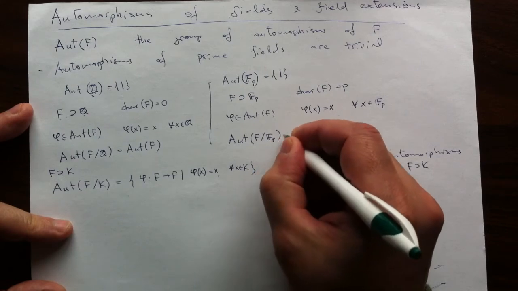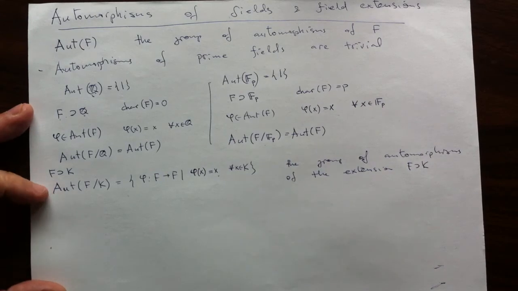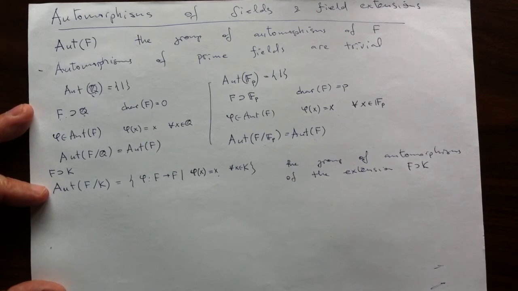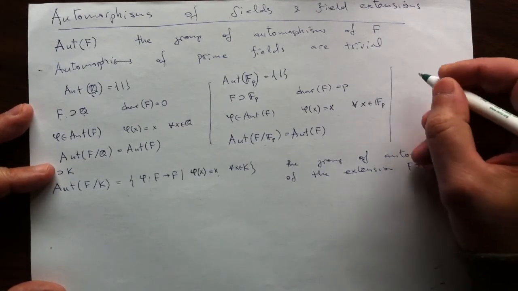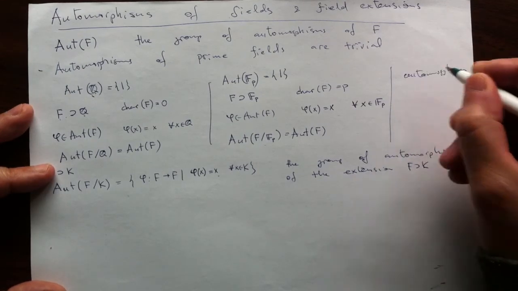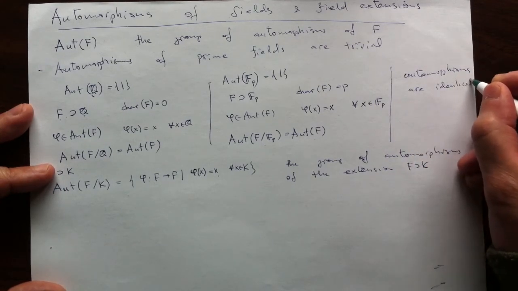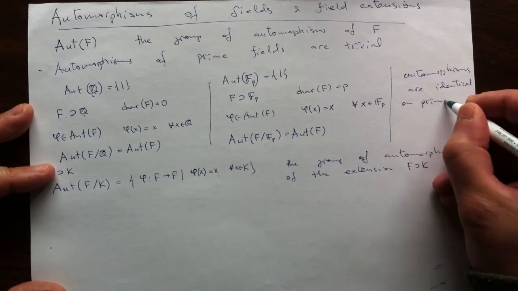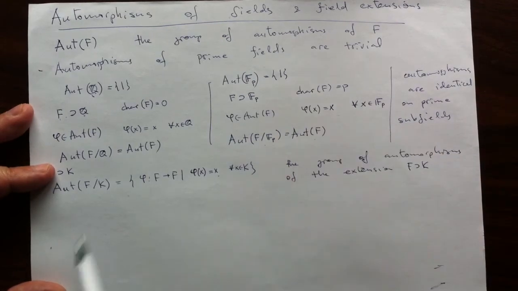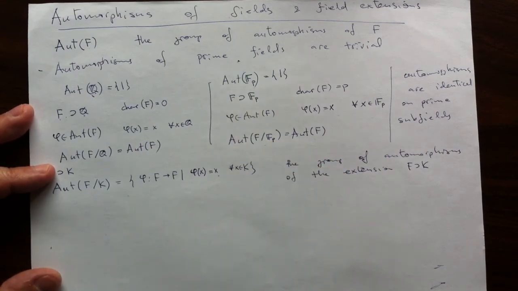We have all automorphisms being in this automorphism group of the extension of the prime subfield. So all automorphisms fix prime subfields. Let me just write it in words. Automorphisms are identical on prime subfields. So that is really almost the same statement as just the fact that prime subfields don't have any symmetries.